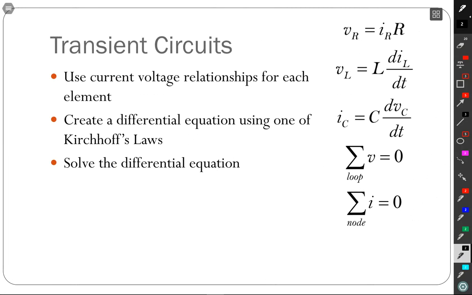Transient circuits. Trace is shaking his head. This one I do not like at all. This is the one he hopes doesn't show up.